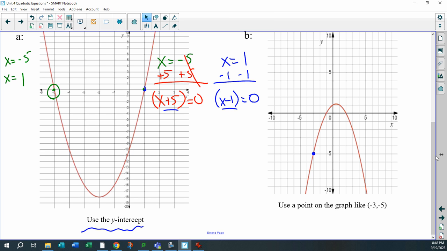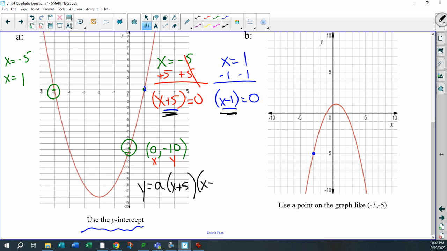Okay, remember what the y-intercept is. The y-intercept is right here, and the coordinates of that y-intercept are going to be 0, negative 10. Remember, those values are a coordinate, making this an x and a y. You see where I'm going with this? Now bring up that factored form: y equals some A value times x plus 5, which you get from this guy, times x minus 1. And we have to have enough information to determine that A value.